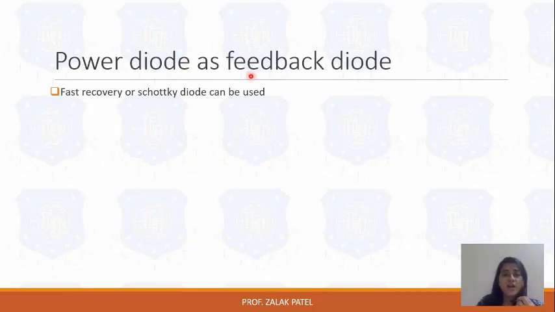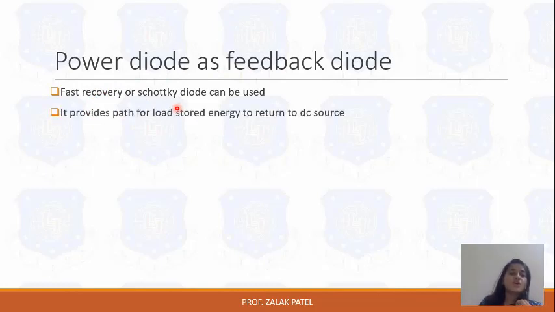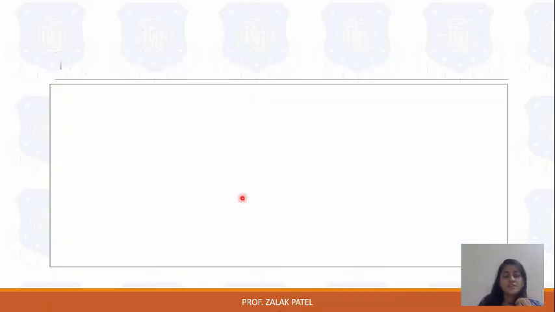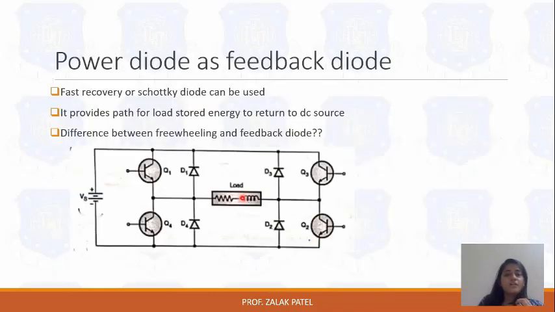Next application is the power diode as a feedback diode. Here again you have to use fast recovery, means very short turn off time. It provides a path for the load stored energy to return to the DC source. Why does it provide the path? Because it is used as a feedback diode. So every time it will be connected again with the input like this. Here we will use a combination of transistor and resistor, and here you can see that the load is connected across the circuit. Okay, so this is about the feedback diode and freewheeling diode.